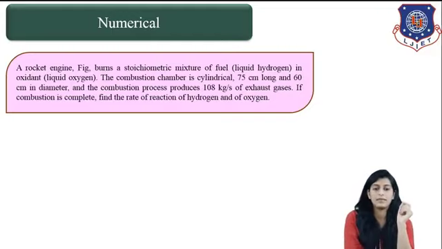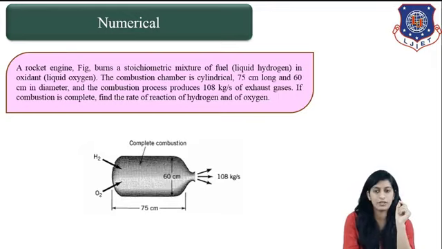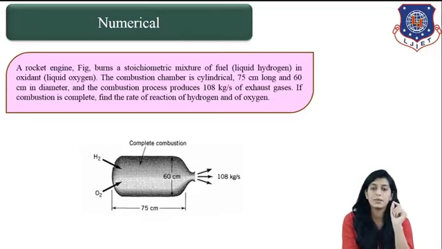The given problem is: a rocket engine, as given in this figure, burns a stoichiometric mixture of fuel in oxidant. The combustion chamber is cylindrical, 75 cm long and 60 cm in diameter, and the combustion process produces 108 kg per second of exhaust gases. If combustion is complete, find the rate of reaction of hydrogen and oxygen.